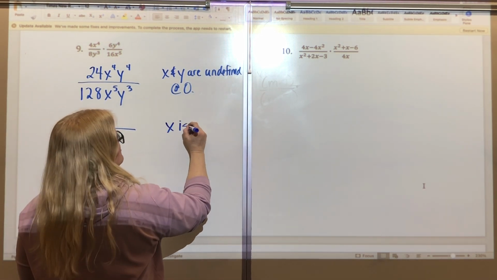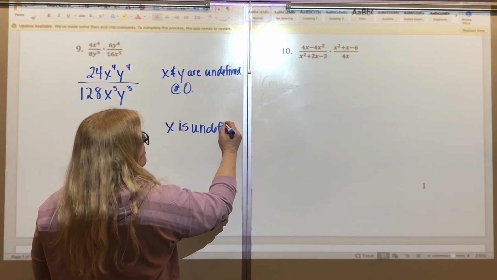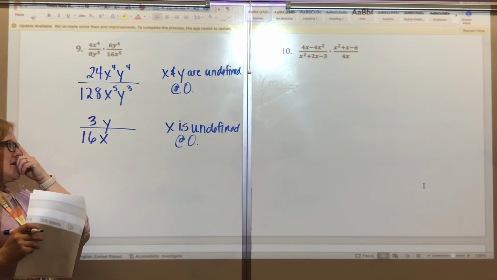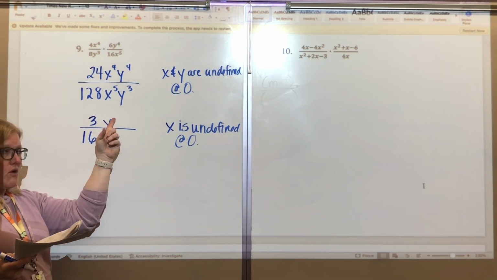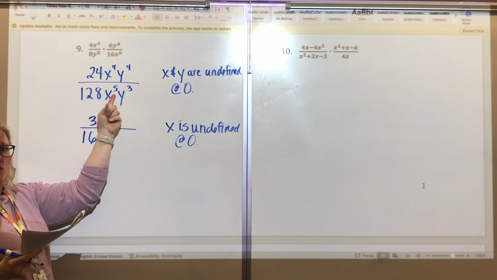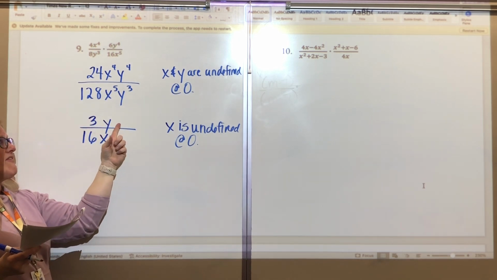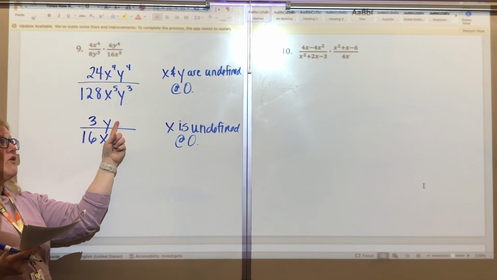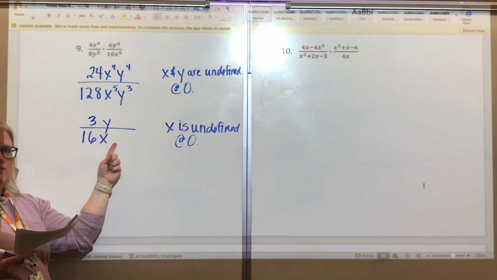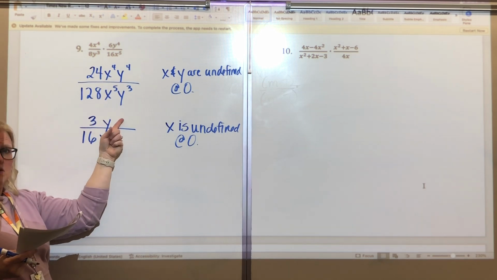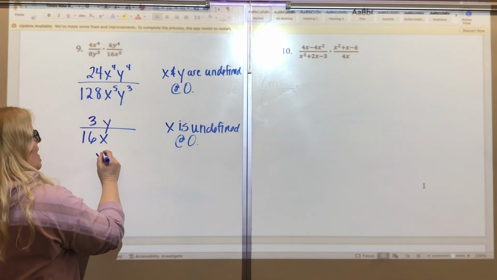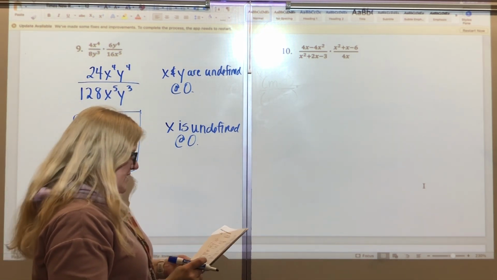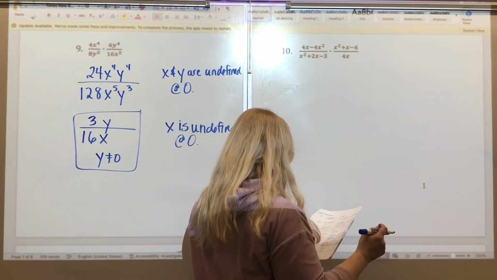Here, x is undefined at 0. But y is defined, okay? So if I plug in 0 here for x and y, they'll be undefined. If I plug in 0 for x here, it's undefined, but if I plug in 0 for y, it's 0. So they're not the same when y equals 0. So y cannot equal 0. All right, moving right along.